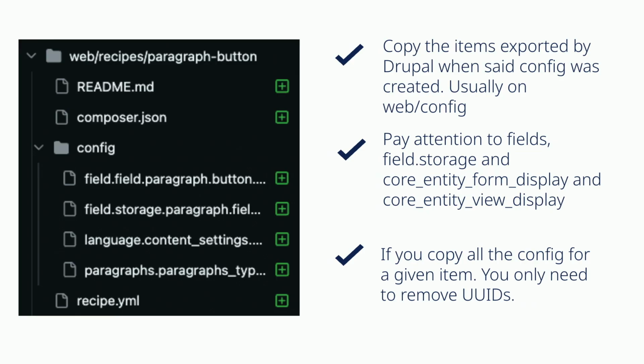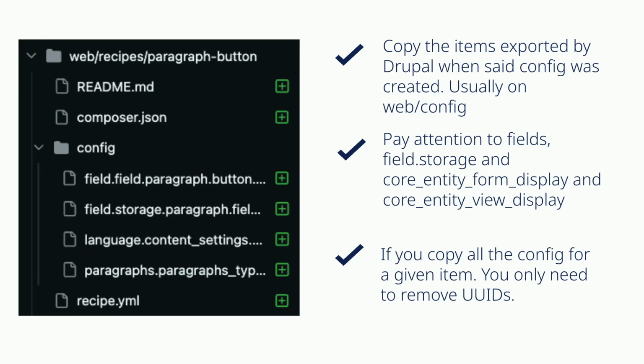And so, for instance, if you were to implement a small recipe that's just a new content type, or a new field, you would find the field storage, your core entity form displays, your core entity view displays. You would find all of those, move them into these folders, and then the key is, when you've got those, a hint: more is better.